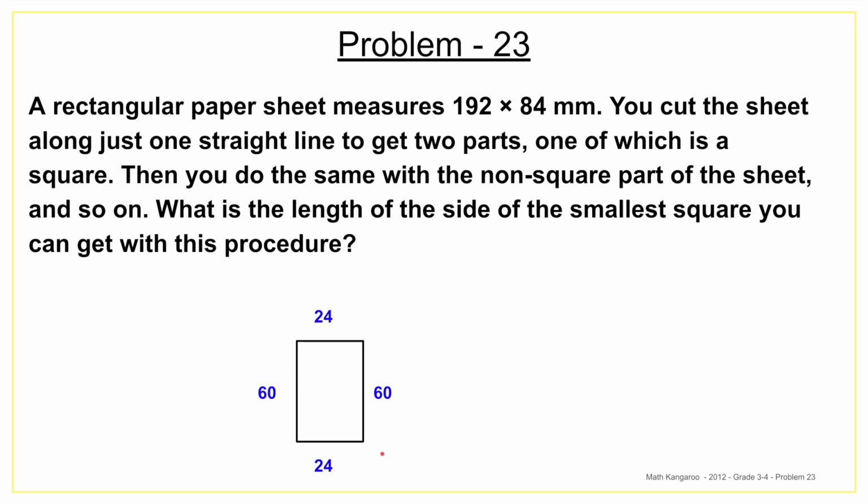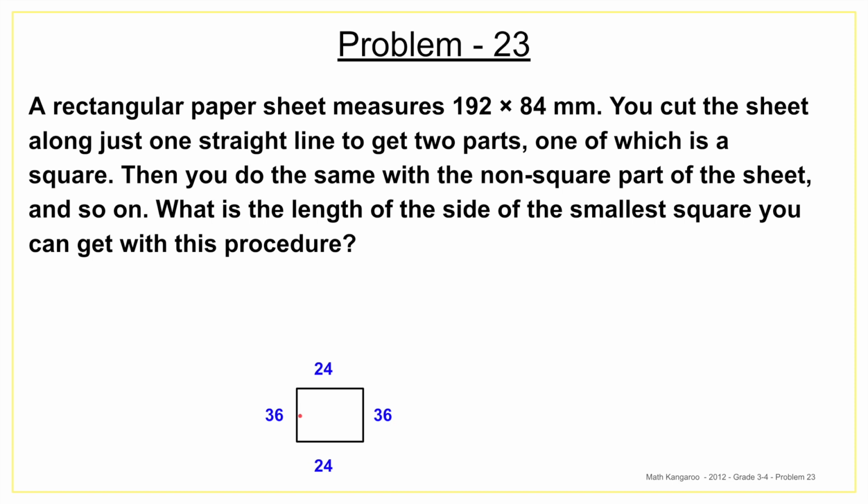Now again we cut a square and a non-square. So we cut a square of length 24. So the side of this is 24. This is 24. So 60 minus 24 gives us 36. So we have 24, 36. Again we remove a square and then we'll cut the non-square. So we have 36, 24, 36, 24.